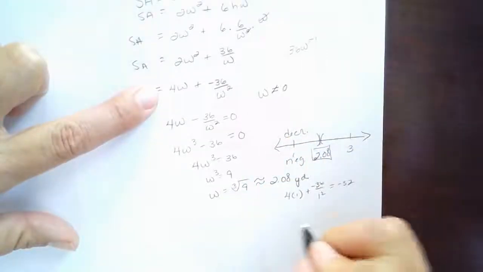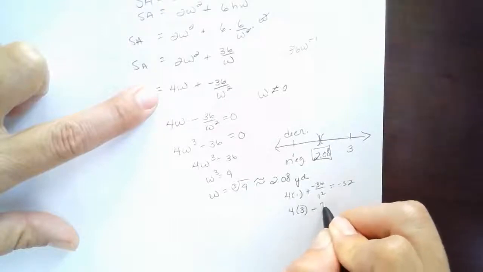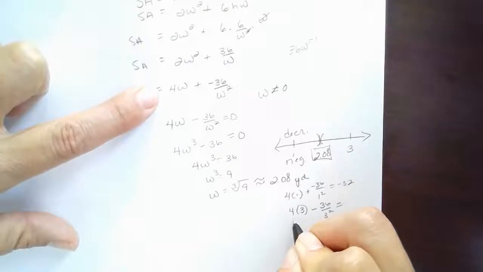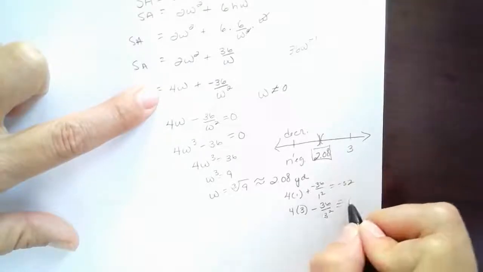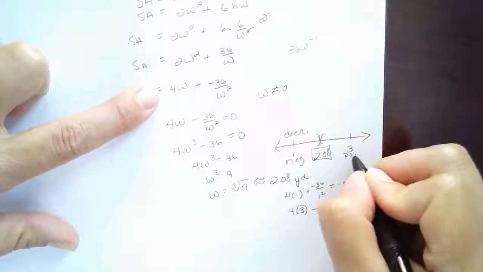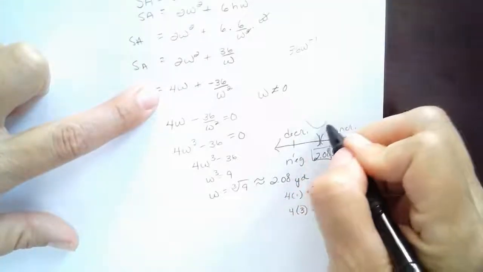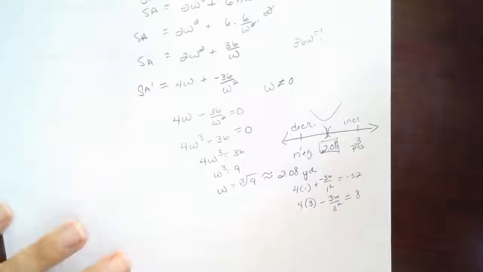If we put a 3 in, 4 times 3 minus 36 over 3 squared would be 12. Minus 36 over 9 would be 4. 12 minus 4 will be 8. This is positive, which means it's increasing on the right side. So we went from decreasing to increasing, which means there's going to be a local min at 2.08. So 2.08 is going to produce our minimum surface area.